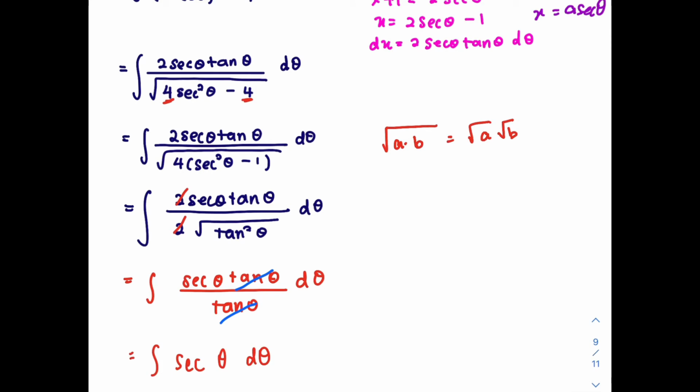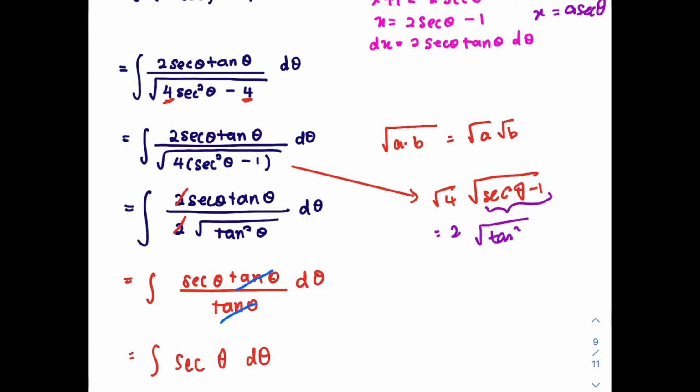So let me write here. This is root 4. This is root of secant squared theta minus 1. So root 4 is just equal to 2. Root of secant squared theta minus 1. This is just equal to tangent squared theta. Because according to the identity, secant squared theta minus 1 is just equal to tangent squared theta. So let's rewrite this here. This denominator will become 2 root tangent squared theta.